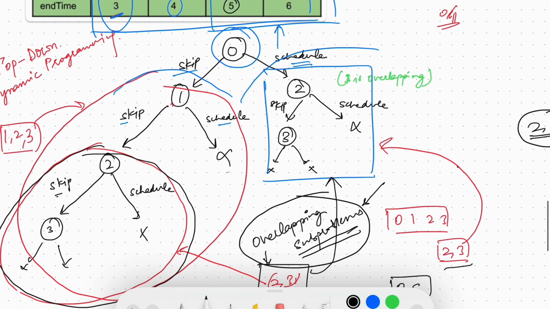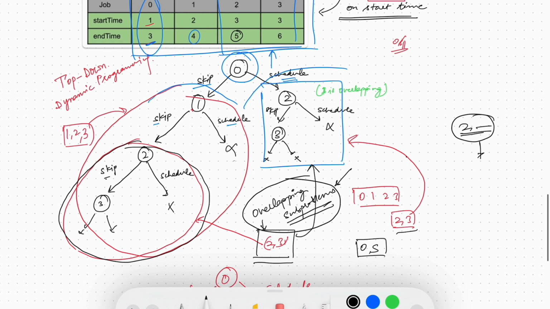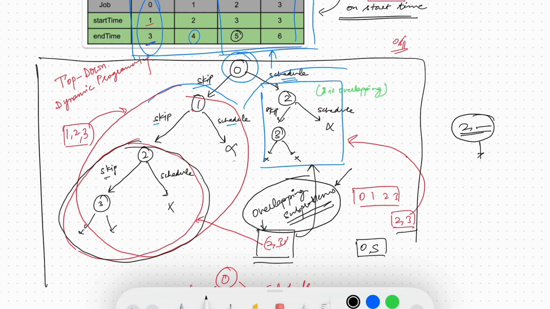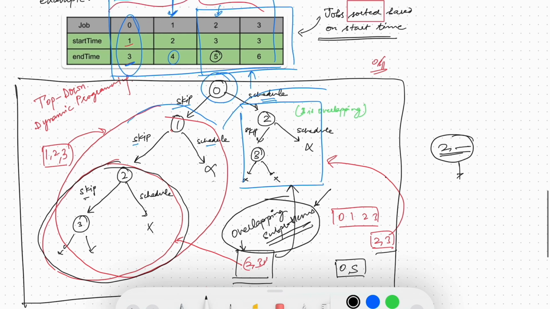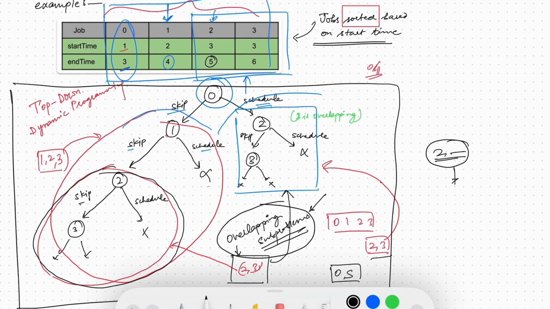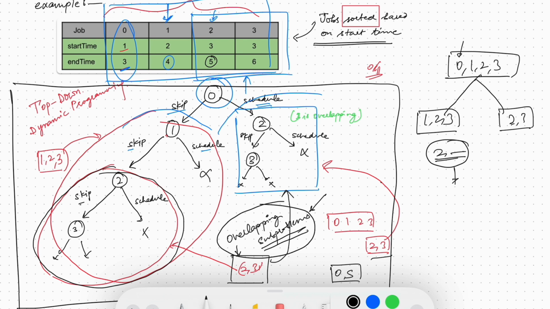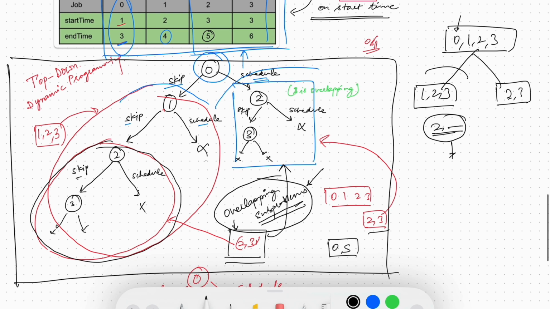Okay, so this is our top-down dynamic programming, where ultimately we are finding the answer from the 0th job to the end job by splitting it into some options, like skipping the 0 and considering the 0. So if we skip the 0, we are finding the answer of 1 2 3, and if we are considering 0, we are finding the answer of 2 and 3, and ultimately we are returning the maximum answer.